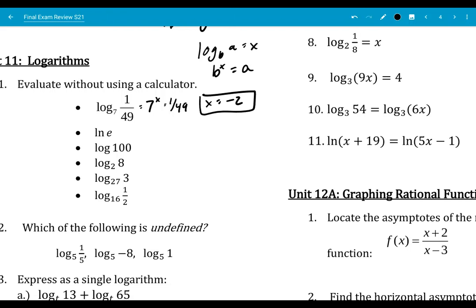So keep in mind here, a natural log has a base of e. So ln is the same thing as log with a base of e. So really what this is telling me is log with the base of e is some value. So changing this to an exponential, e to the power of something is just e. So that's just going to be 1, because e to the 1 is just itself.